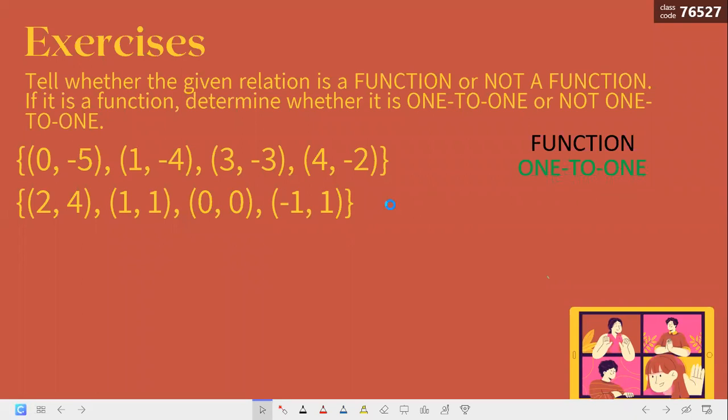So VJ, why did it become a function? Because of the different x values. It's a one-to-many? Yes, because it is repeated. But then, it is not a one-to-one. Wait, 2, 1, 0, negative 1. It is many-to-one, so not a one-to-one, because of the 1 being paired to 1 and negative 1. Correct?